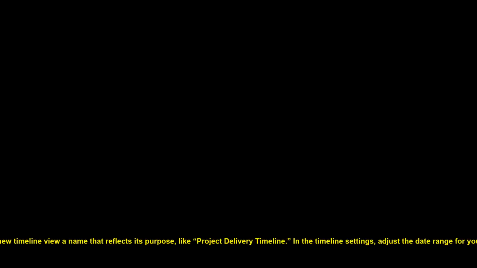Locate the database where your timeline view is set up. If you don't have a timeline view yet, create a new database by selecting the table option. Choose the timeline view by clicking on the plus add a view button at the top left corner. Give your new timeline view a name that reflects its purpose, like Project Delivery Timeline.